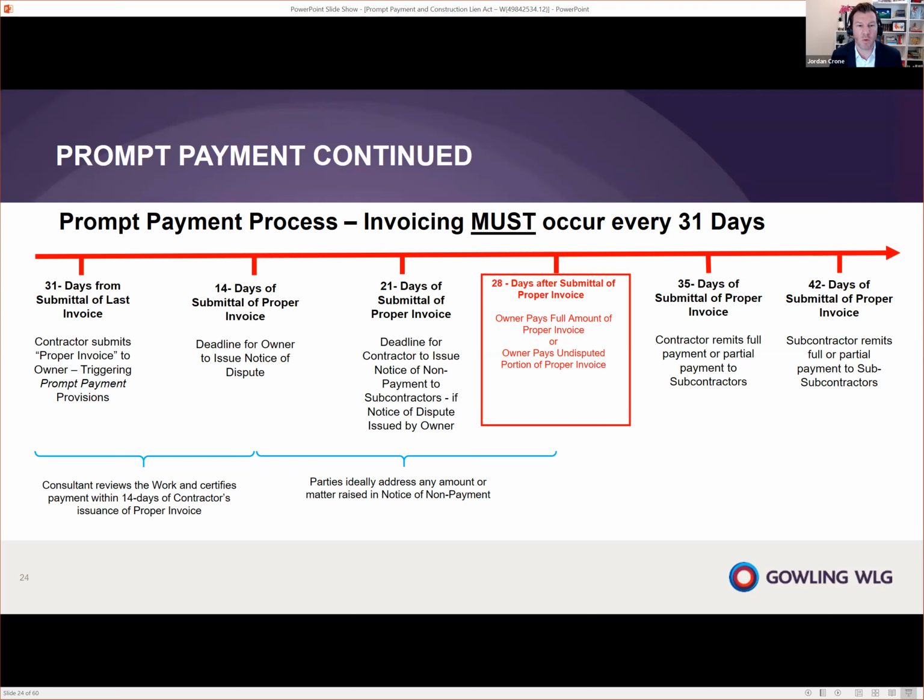Now, down at the bottom there, there are still things happening at the same time, because in that 14-day window where we have the deadline for the owner to issue a notice of dispute, the consultant is going to be working to review the work and certify payment within that 14-day window. Now, if the owner does issue a Form 1, there is still the opportunity before day 28 for the parties to sort of work it out. There's a 14-day window where the parties can resolve any potential issue they have with a Form 1 before it gets referred to an adjudication. That way, on day 28, they can still be paid in full, whether the full or the undisputed portion of the invoice.